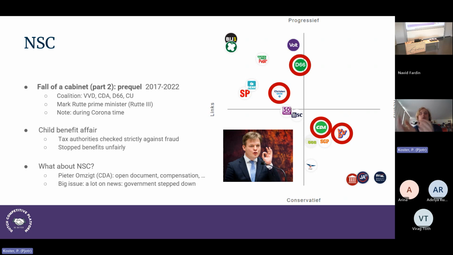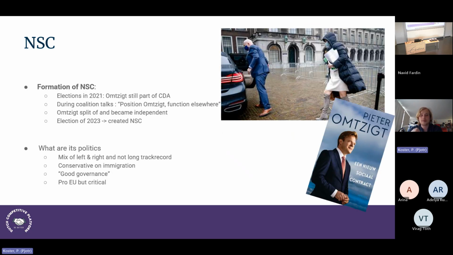So in this case, there was a bit of ability to still deal with the crisis, but still the main idea is that they do need to have new elections. Now, new elections happened, and at this point, Pjotr Omtzigt was still part of CDA. What then happened is during coalition talks, there was a formation person.